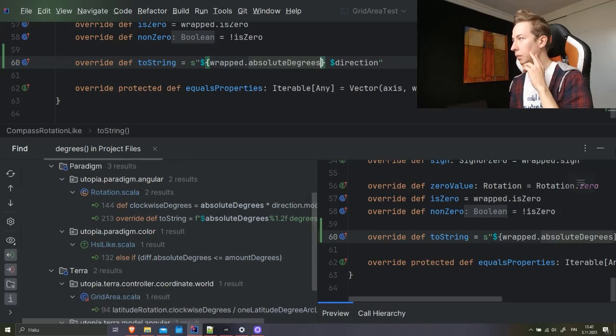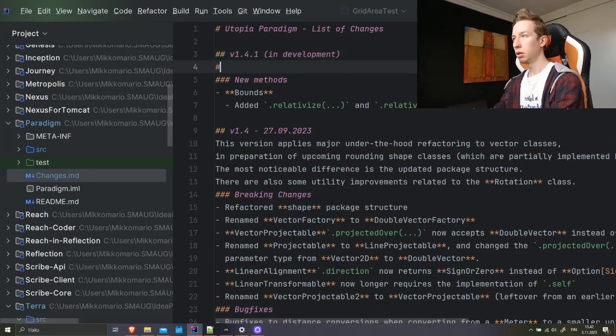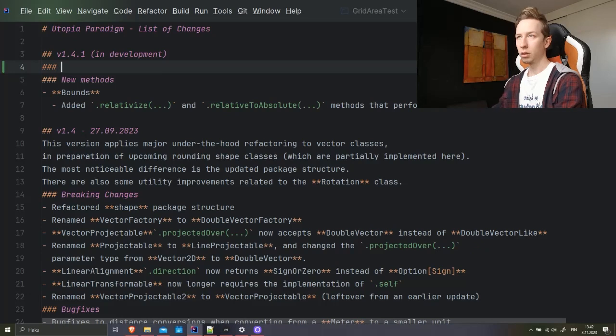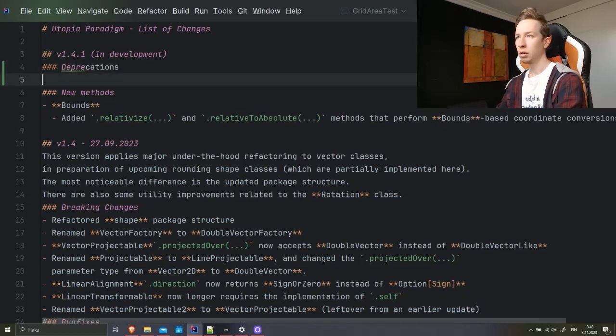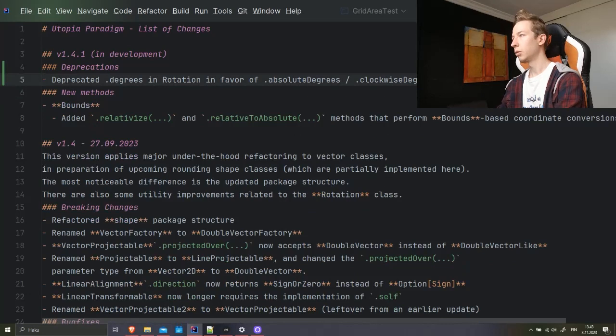So that was that. Then let's go ahead and document this change as well so that we can remember what's going on, and so that the users of this library can know what's going on. So deprecations. Okay, decrease rotation in favor of absolute decrease slash clockwise decrease, because, well, let's keep the because for later.